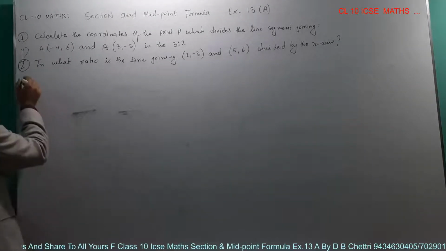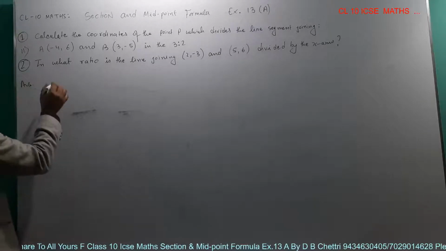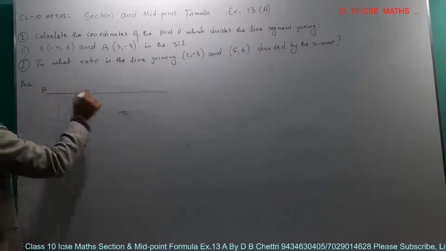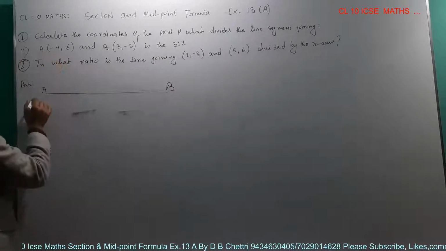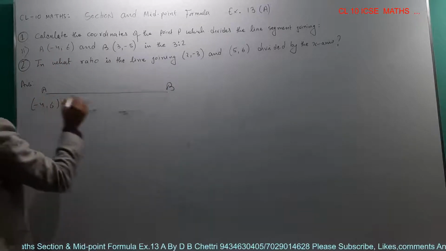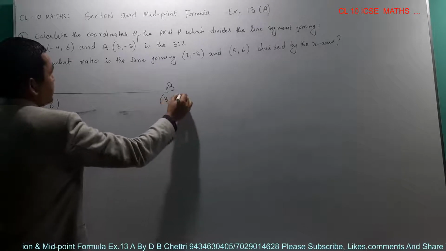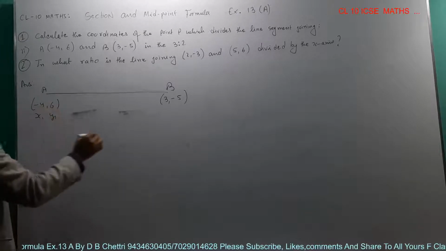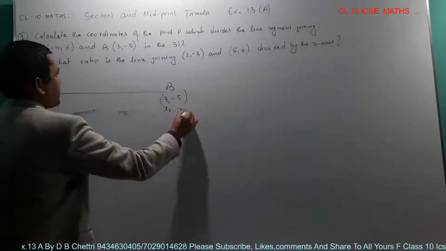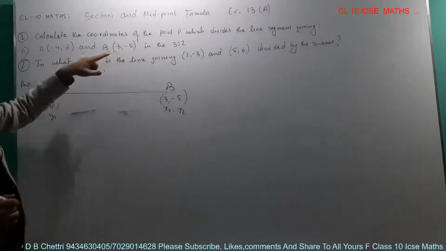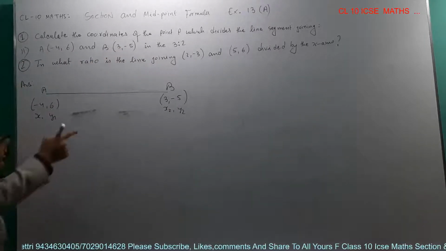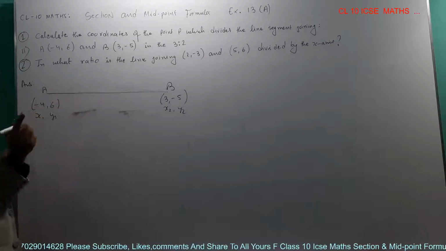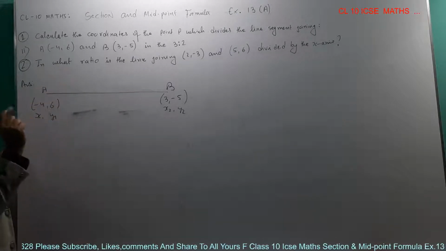Now question number 1. First draw the line, with one point A and another point B, and write their coordinates: A is -4, 6. B is 3, -5. I said always mark the first coordinate as x1, y1 and the second coordinate as x2, y2. Then point P divides this line, that means it is somewhere within this line. The point is somewhere between these 2 points, so we can mark it anywhere, not exactly the midpoint. If you mark the midpoint, then we will use the midpoint formula, not the section formula.